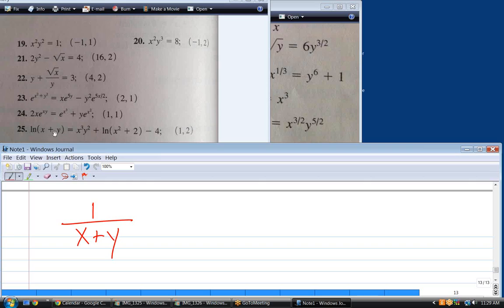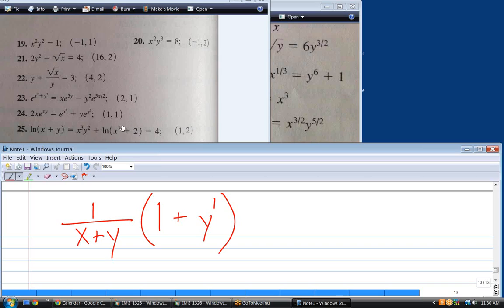But now there's an inside. So I've got to multiply it by the derivative of the inside. What's the derivative of the inside? 1. And then, it's not a product rule, just the sum of two things. Differentiate each one. And then 1 y prime? Yes. Okay, or just y prime. That's how you handle that.